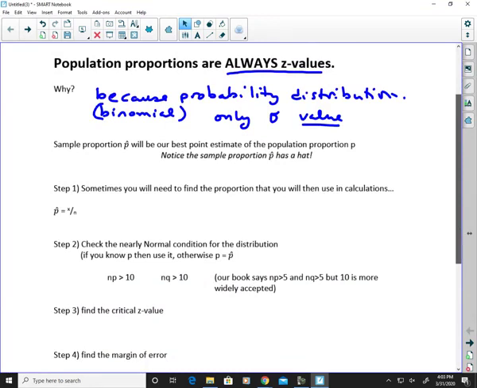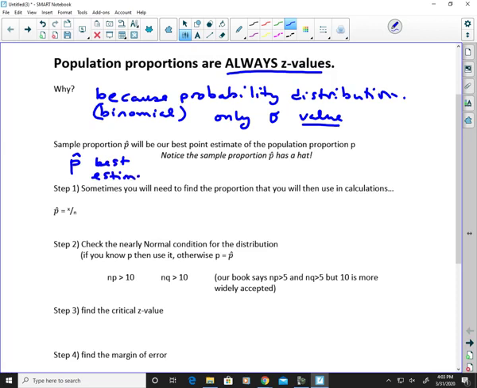So the sample proportion p hat is going to be our best point estimate of the population proportion p. So p hat is our best estimate of p. And how do we find p hat? Well, sometimes it'll be given to us. It'll be the sample proportion, unlike the population proportion. But sometimes they'll make us find it, like 10 out of 20 people or something like that. And you'll have to find p hat using your formula.